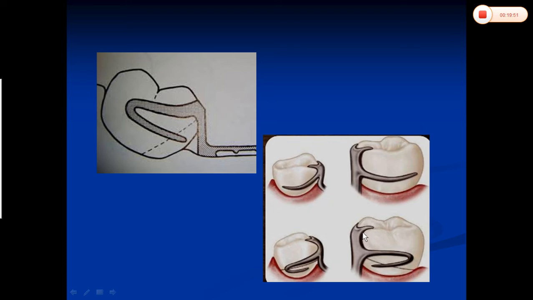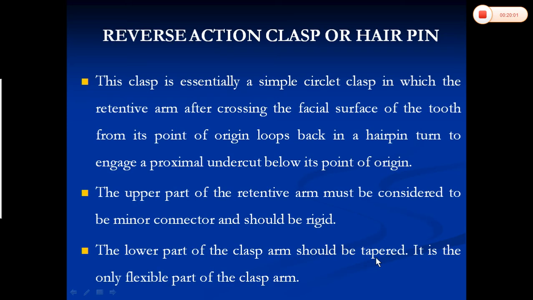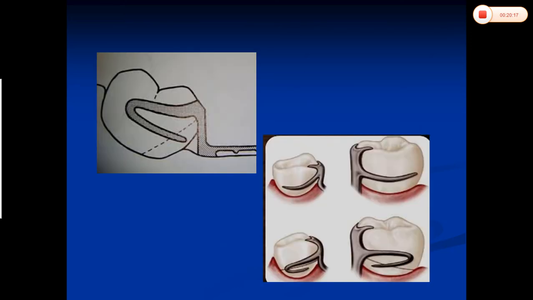This is the point of origin. The undercut is below the point of origin. So it goes like this, turns back, and engages the undercut. This clasp is essentially a simple circular clasp in which the retentive arm, after crossing the facial surface of the tooth from its point of origin, loops back in a hairpin turn to engage a proximal undercut below its point of origin. This is the point of origin, and below it you have the undercut.